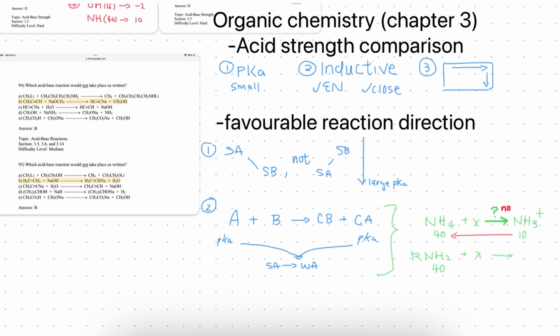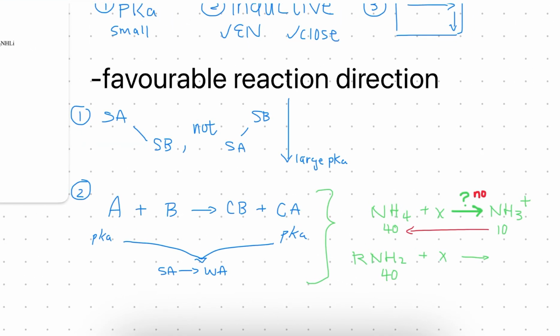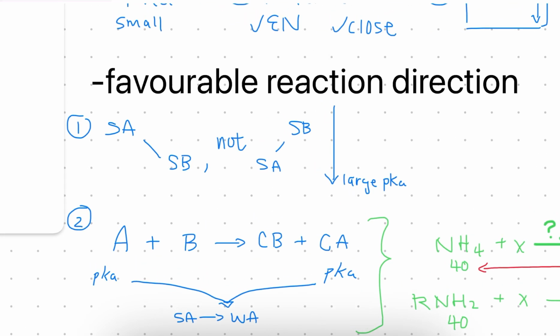Now the second part of acid-bases in organic chemistry is comparing which reaction is going to be favorable and which is not going to be favorable. There are two ways to do this, and the way you use depends on the type of question they give you. The first is based on an acid-base table. The strong acid will be on the top left, and the strong base will be on the bottom right.